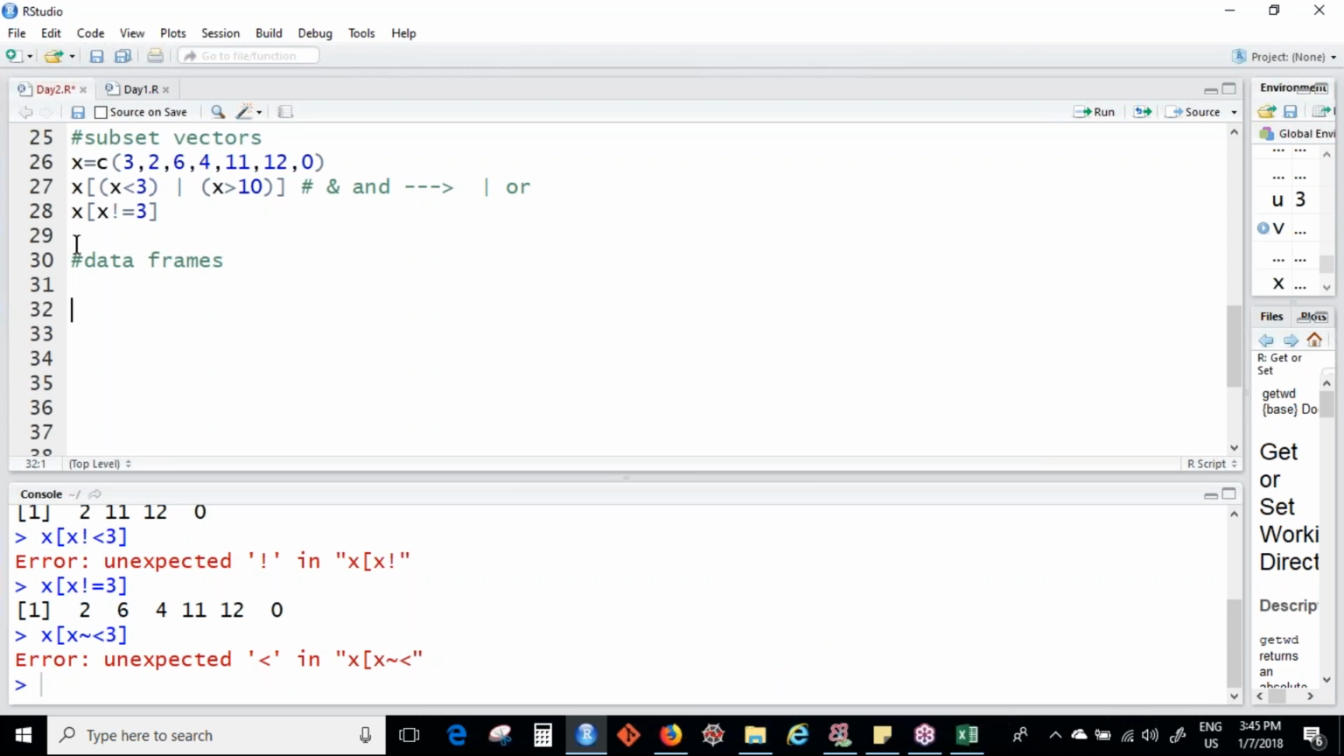So what is a data frame? A matrix, you saw, was the same data type throughout, right? Data frames can have multiple data types, but each column will be one data type. A data frame is equivalent to a SQL table.